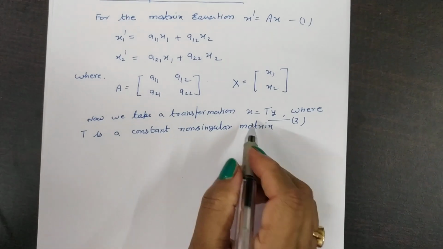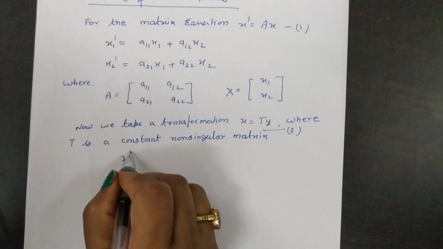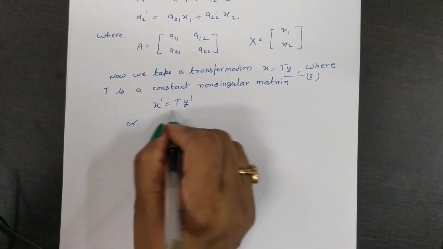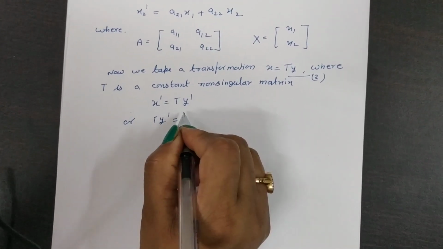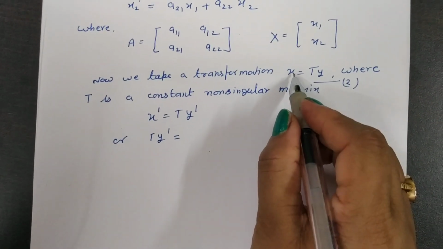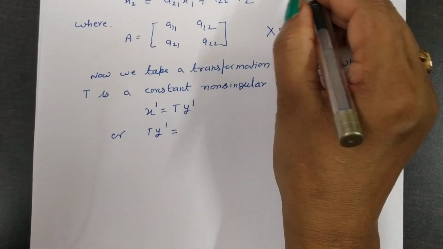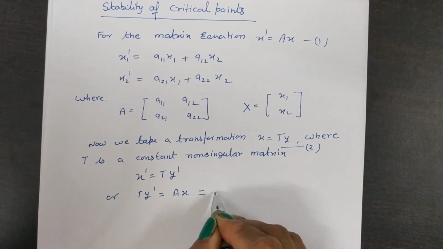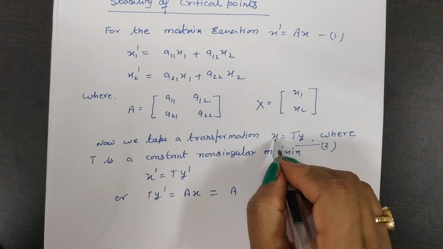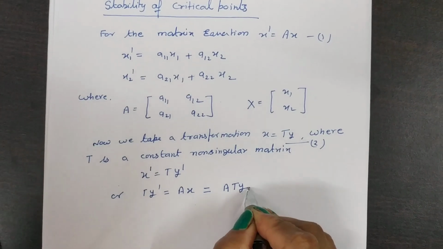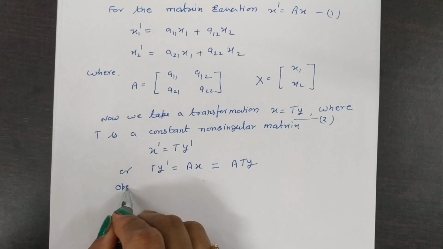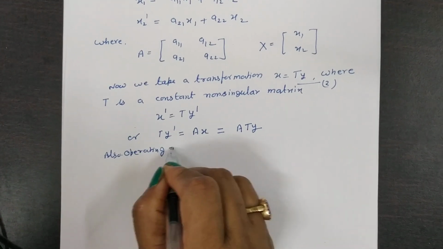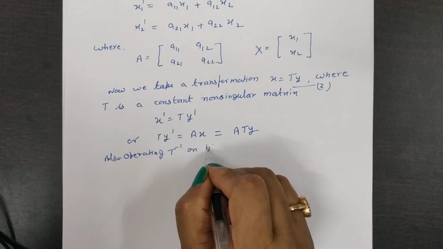From equation 2, differentiating, we get x' = Ty'. And x' is equal to Ax, so this can also be written as Ax, which is equal to A times Ty, since x = Ty. Now operating T inverse on both sides.